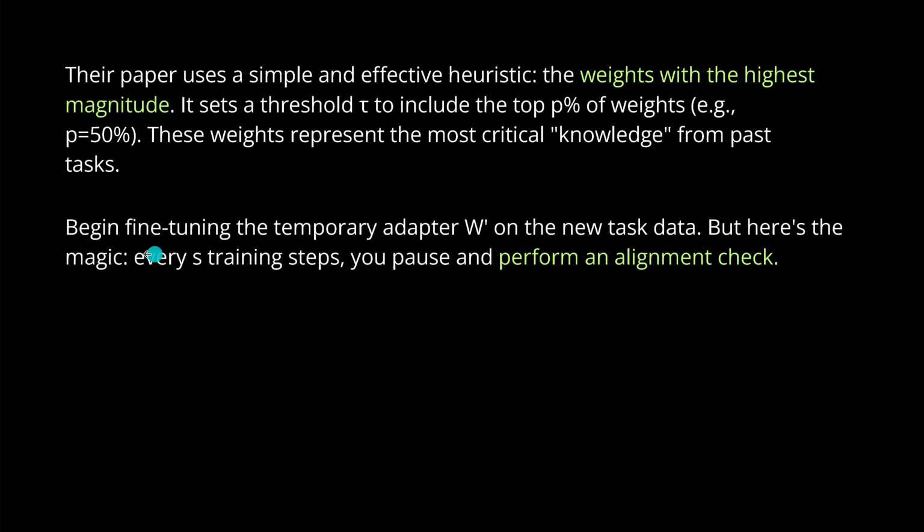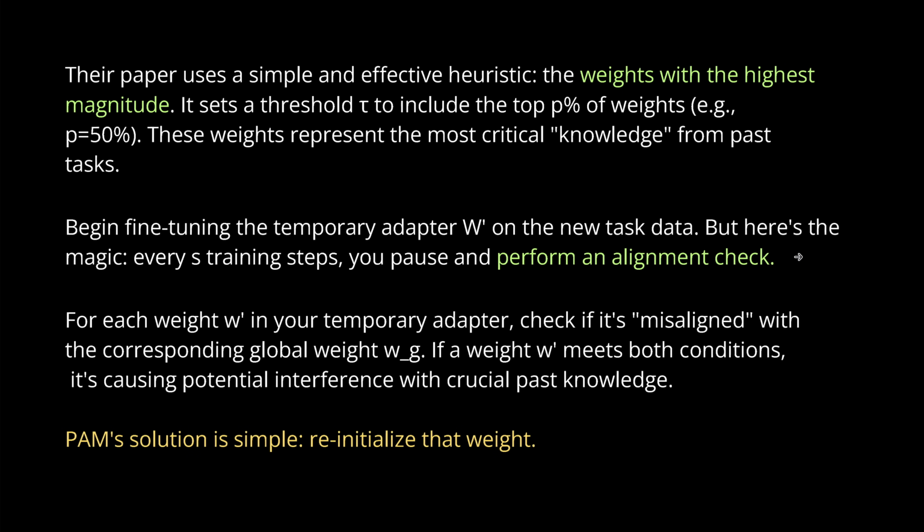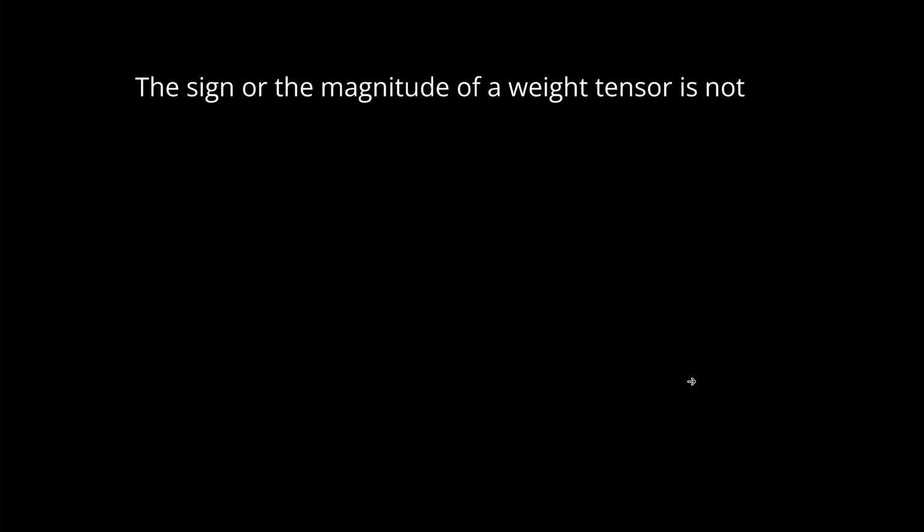And what's also nice, before fine-tuning the temporary copied adapter on the new task, they do now this, what they call magic, and they perform the alignment check. Would I use tensors that are already encoded here from old knowledge? And then, simple solution, reinitialize the weight in the copied tensors and find another solution. So I think it's more of a trial and error approach, right?